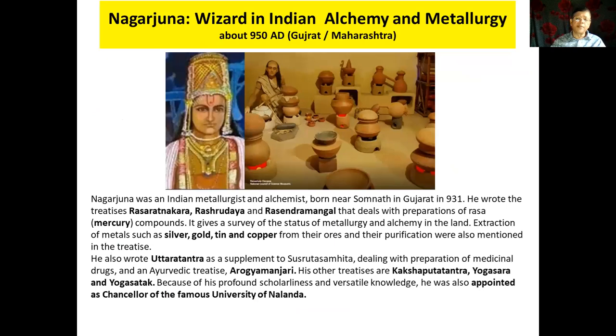Similarly, metallurgy and chemistry. There are many books written by Nagarjuna about 950 AD. These are the books he has written. And sometimes we don't know whether it's the same Nagarjuna, maybe there are many Nagarjunas. But anyway, these books are available, which have a lot of knowledge about how to extract silver, gold, tin, and copper, the metallurgy, and how to make iron.